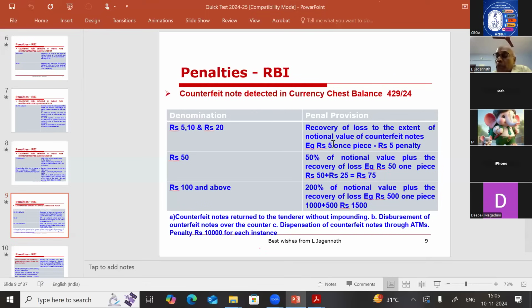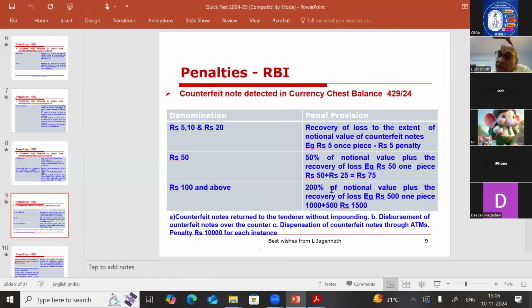So recovery of loss: a 1 rupee piece means the notional value is 5 rupees, 5 rupees you have to pay. Then for rupees 50, 50% of the notional value plus the recovery of loss. Example, a 50 rupee note means 50 plus 25, like the soiled note remittance, fake note. So 75. Suppose it is 100 and above, there we calculated the CPM. Based on the CPM, less than 5, 5 to 20, more than 20, the penalty is fixed. Less than 5, 100%, more than 5 up to 20, 150%, more than 20, 200% of the notional value is the penalty.